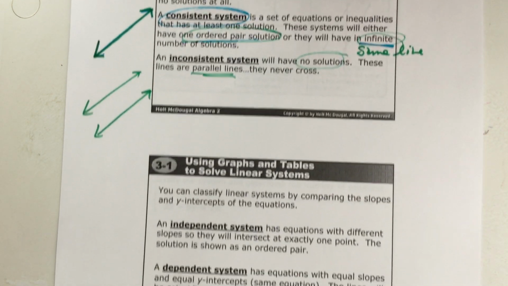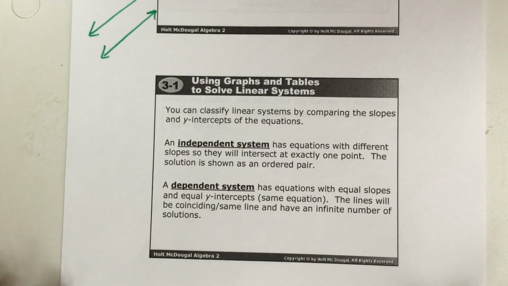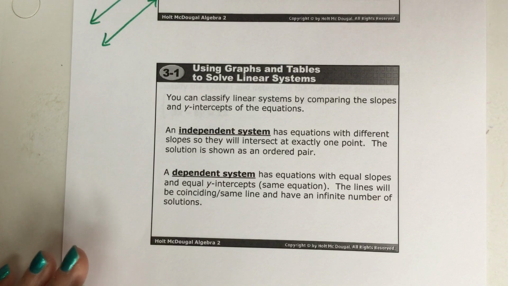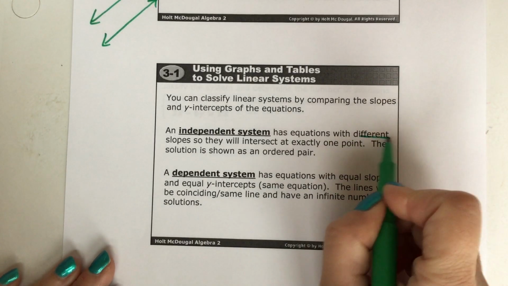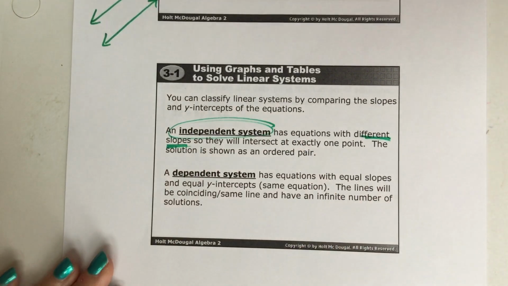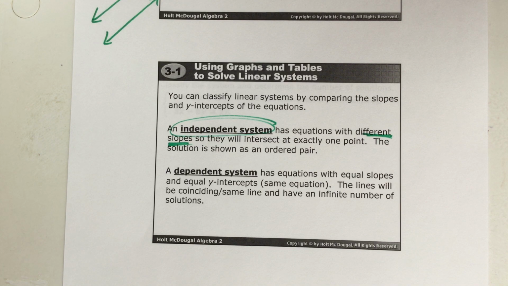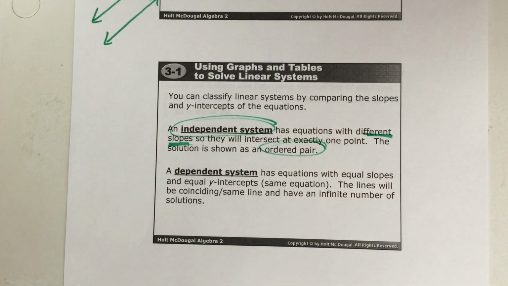Okay? You can also classify linear systems by comparing their slopes. If two equations have different slopes, they are called an independent system. Well, if they have different slopes, that means that they're rising and running at different rates, so at some point they definitely will cross. So if you have an independent system, you will have a solution. It will be an ordered pair, okay?